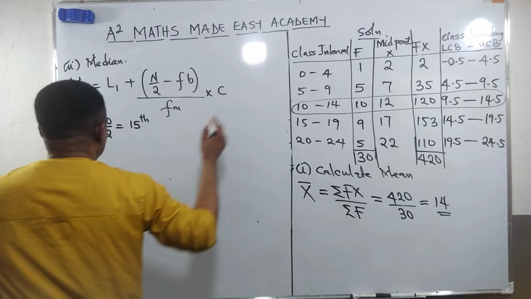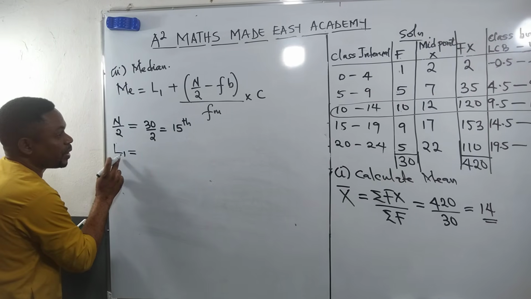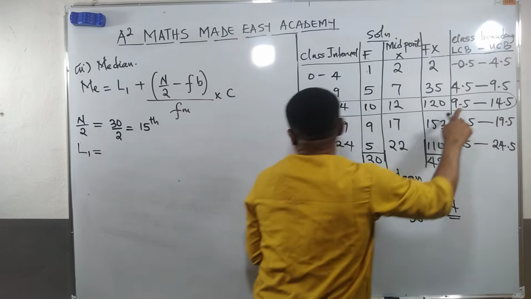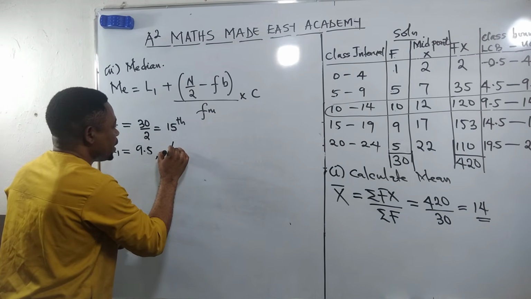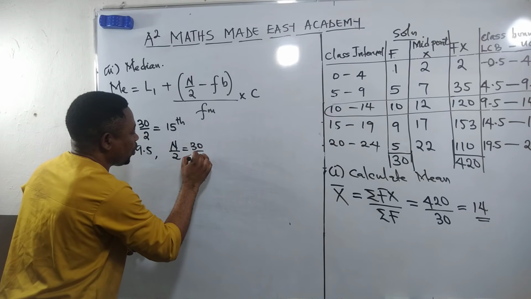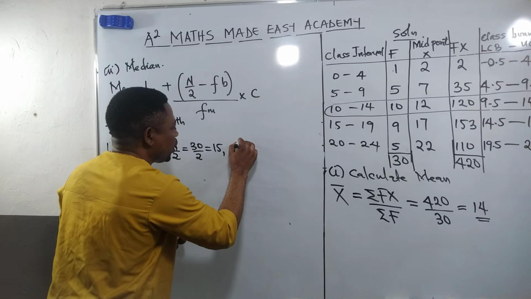I want you to watch. With this now, we can calculate L0. Remember I said lower class boundary of the median. This is the lower class boundary. What is the value? 9.5. I will introduce 9.5. Then we move. The next one is already solved, n over 2. Remember we said it is 30 all over 2, which will give you what? 15. Are you there?